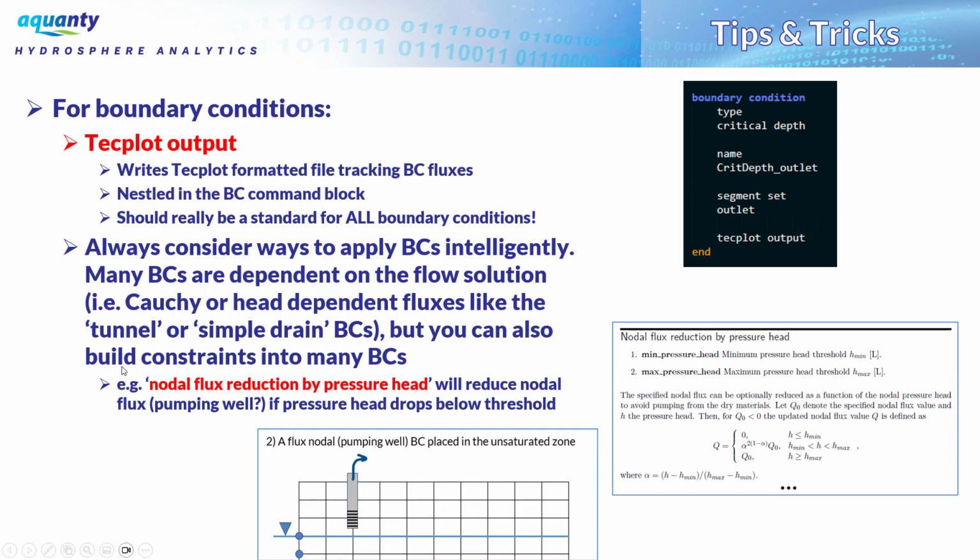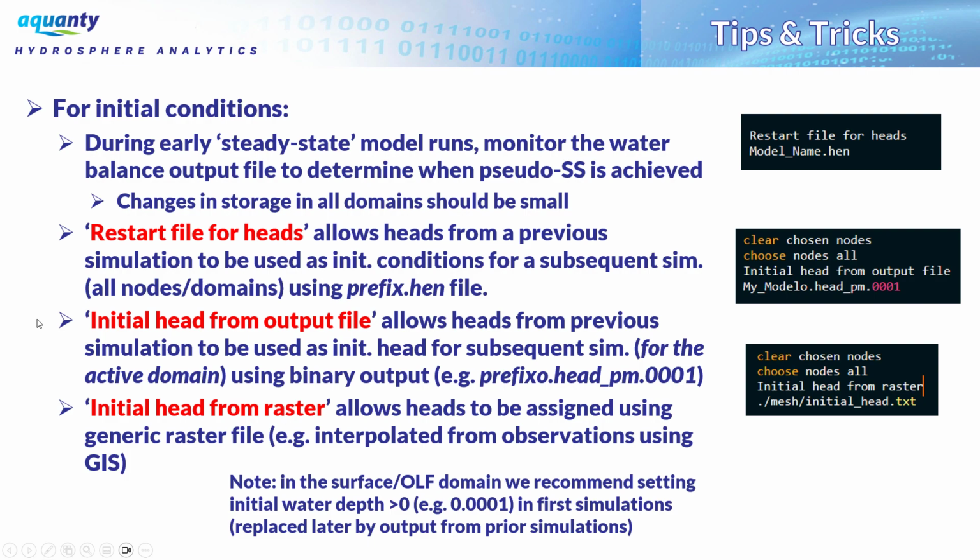When it comes to initial conditions, I mentioned these commands a little bit earlier, but you can define the initial heads based on earlier model runs using restart file for heads or initial head from output file. Just carefully read how these work in the reference manual. Some of them work on all domains, some of them only work on the currently selected domain, et cetera, et cetera. But they both have their uses in different times.